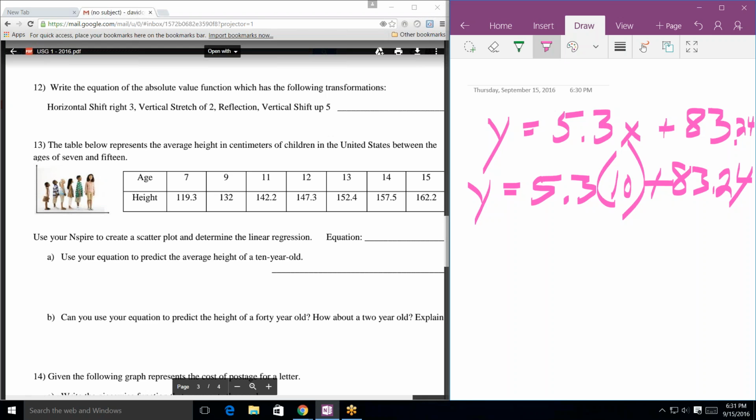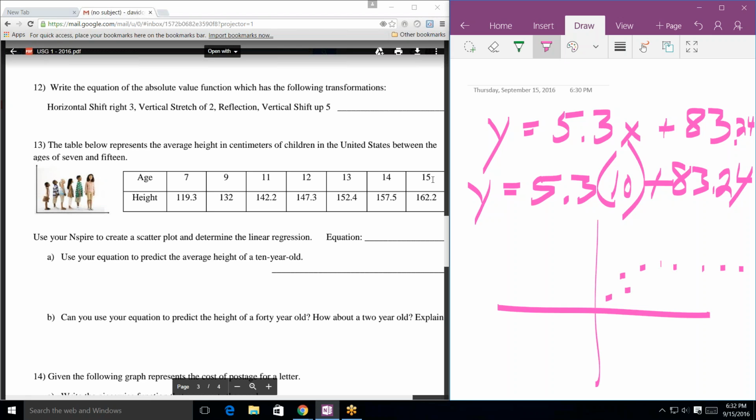Can your equation predict the height of a 40-year-old? Yes. Wouldn't you just plug in 40? Well, you might think that it could, but think about how people grow. What happens when you hit age 15? At some point you stop growing. In other words, our scatter plot is going to look like something like this, but then at some age, you don't get any taller. So the linear regression really only applies to these points between the ages of 7 and 15.